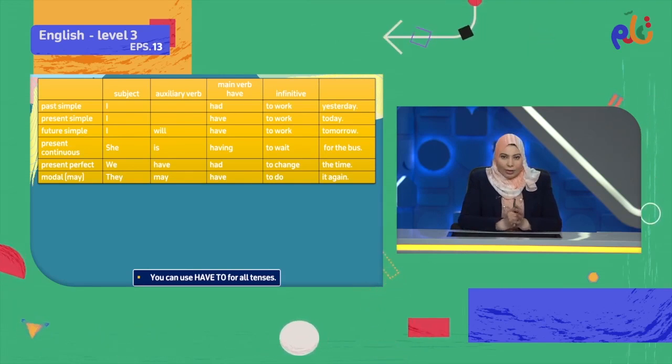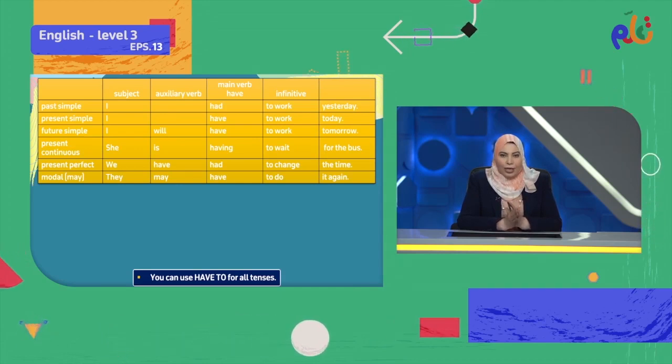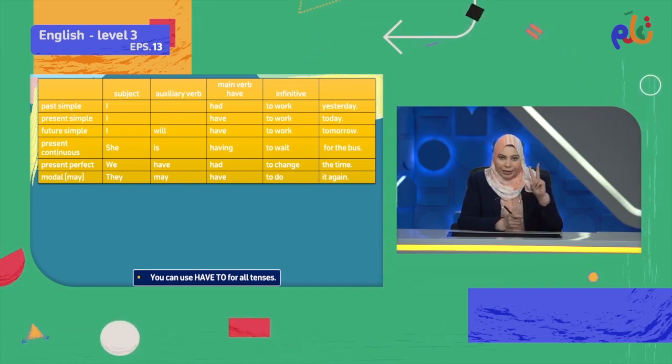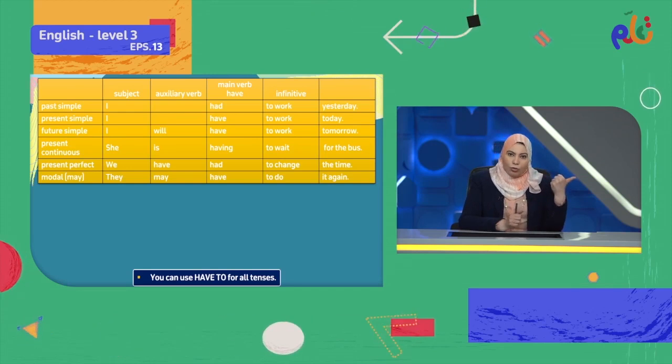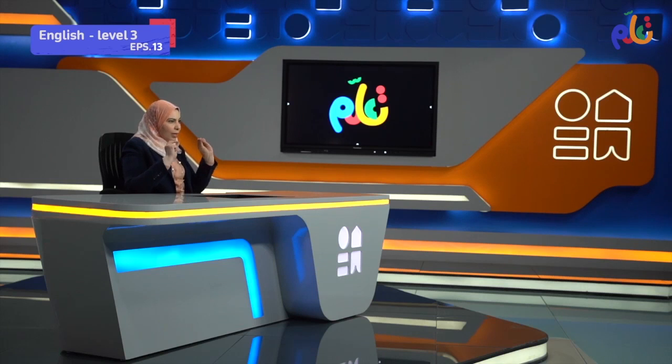So the only thing that we need to concentrate on is have to in the present because it has 2 different forms. Have to do something and has to do something. Based on your subject, you're going to choose have to or has to. He has to. My father has to. My mother has to. But my family have to.